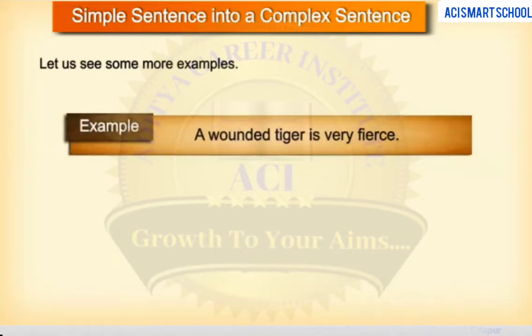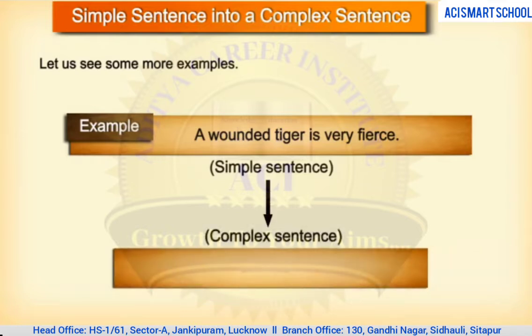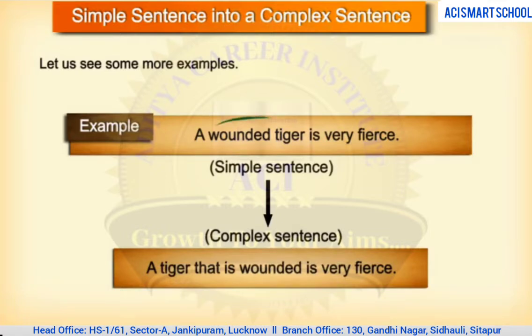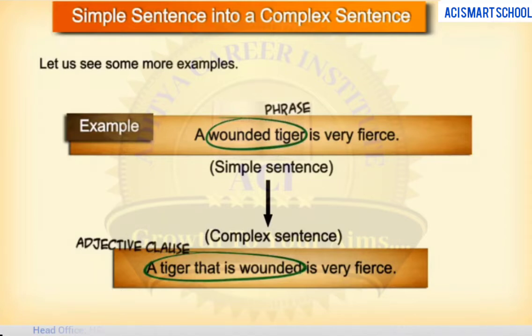A wounded tiger is very fierce. This is a simple sentence. Its corresponding complex sentence will be, a tiger that is wounded is very fierce. Note, here we have expanded the phrase, wounded tiger, into a clause, a tiger that is wounded, which is an adjective clause.